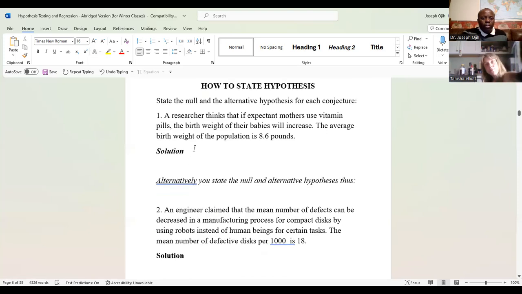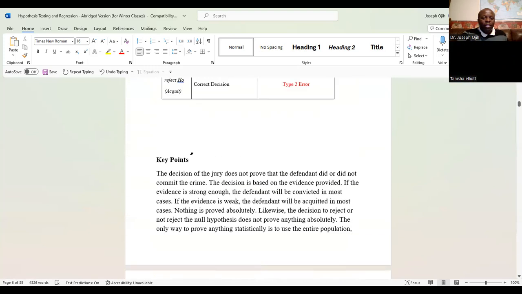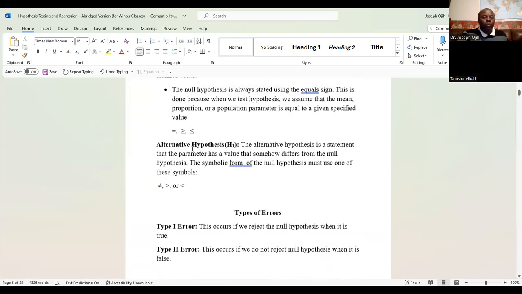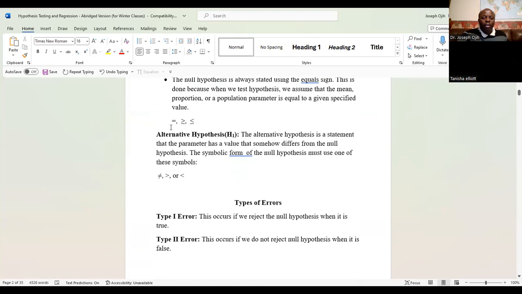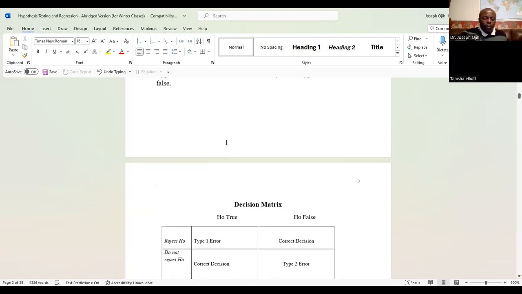All right. Let's see how to state hypothesis. Remember that for the null hypothesis, these are the symbols we use: equal, greater than or equal to, less than or equal to. You cannot use any other symbol in the null hypothesis except these ones. For the alternative, equal, greater than, less than; you cannot use any other symbol for the alternative hypothesis except these ones. Don't forget that. Now, let's begin.